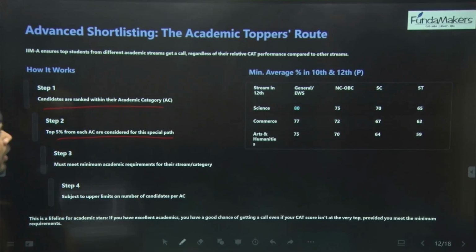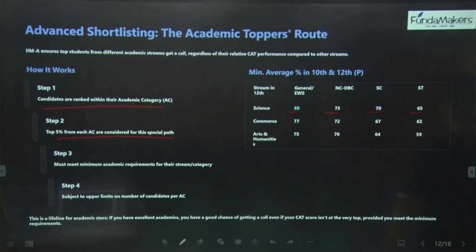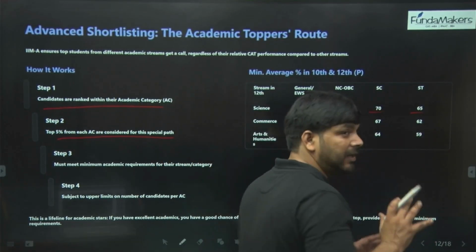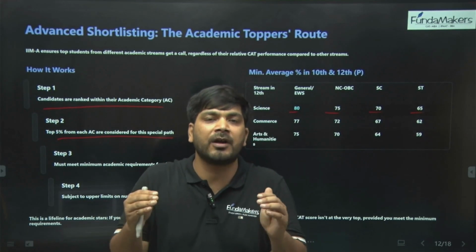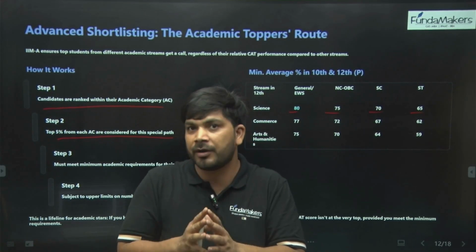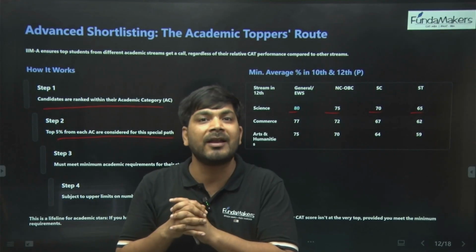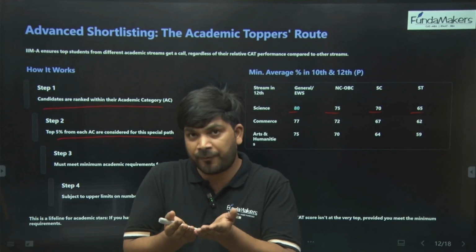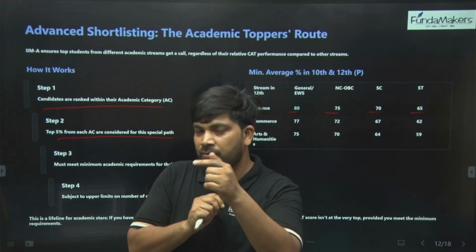People with lower percentage in 10th and 12th can definitely get there, but they have to be in the top 5% of the applicants from their own stream. For example, lawyers: if say 60 people apply from LLB to IIM Ahmedabad for an MBA program, and you are amongst the top 5% of the scorers from the LLB pool, you will be shortlisted.